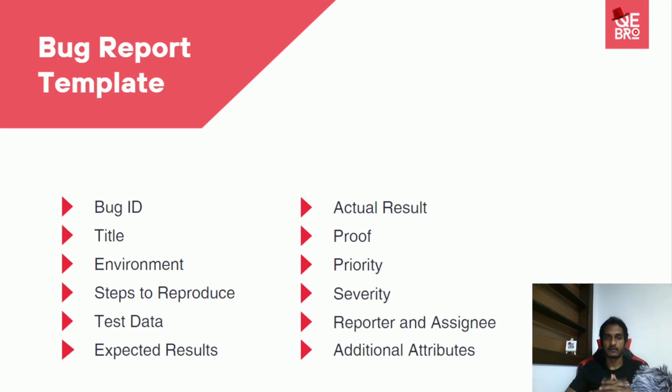Then we have another 2 important things, the priority and the severity. You might wonder whether these are the same thing or 2 different things. Those are 2 different things. The priority means how fast it should be fixed. On the other hand, the severity means what the impact of this particular issue is. For priority and severity, you can have multiple values like low, normal, high, critical, blocker, and so on. It depends on your project.